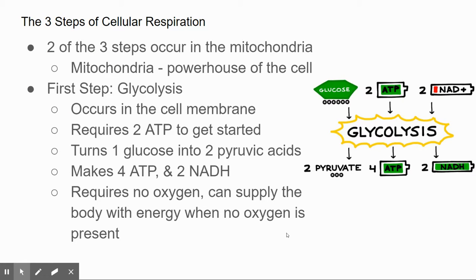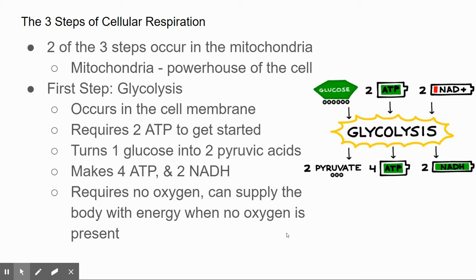So there are three steps of cellular respiration. Two of the three steps occur in the mitochondria. And if you remember, our mitochondria is the powerhouse of the cell because this is where we're making ATP. Our first step is glycolysis. This occurs out in the cell cytoplasm. It requires only 2 ATP to get started. This turns 1 glucose into 2 pyruvic acids. This ends up making 4 ATP, so a net total of 2 additional ATP, and 2 NADH.